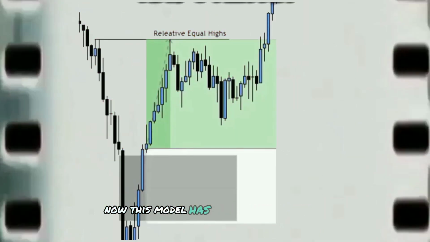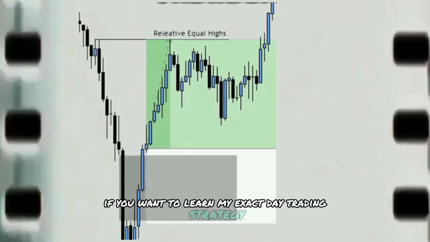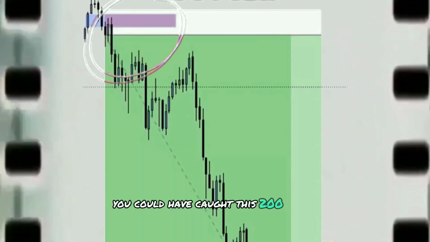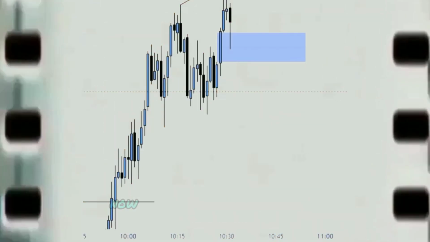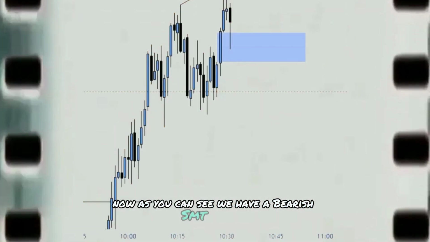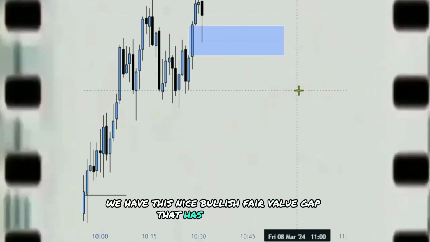Now, this model has over an 80% win rate. If you want to learn my exact day trading strategy, you could have caught this 200-point move if you listened to what I said about price action today. Now, as you can see, we have a bearish SMT with ES. As well as that, we have this nice bullish fair value gap that has been created.